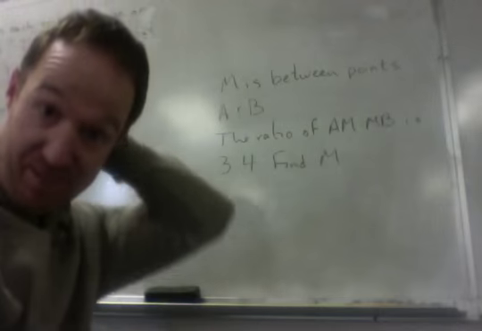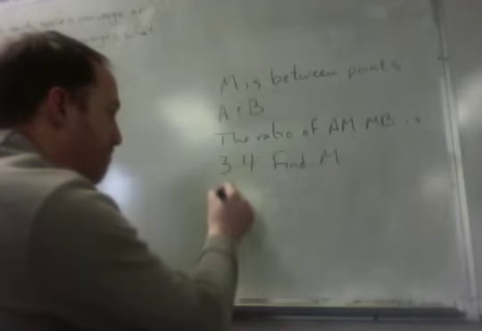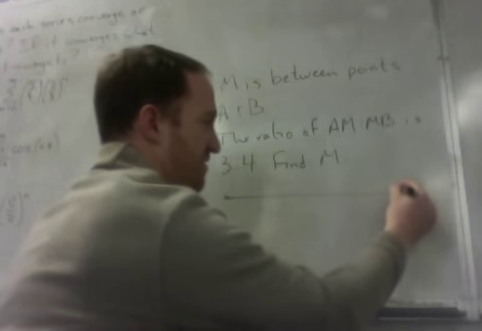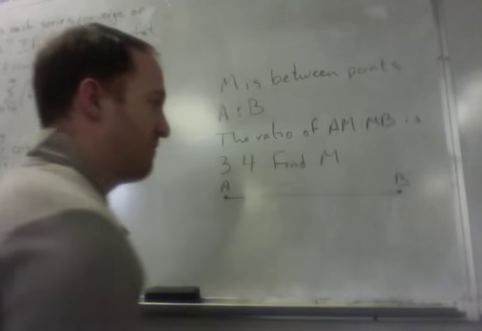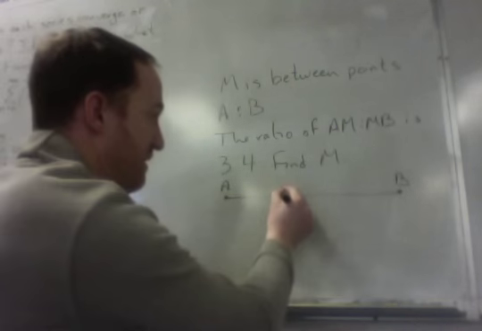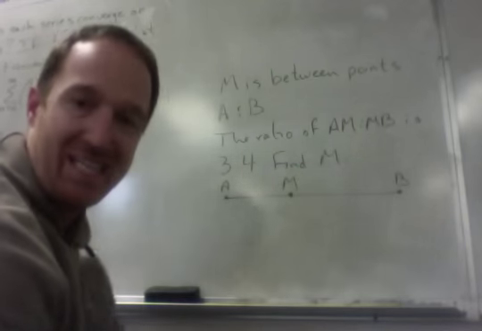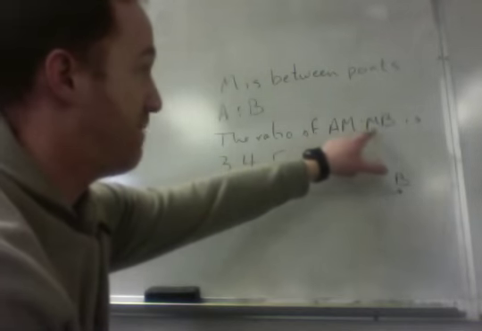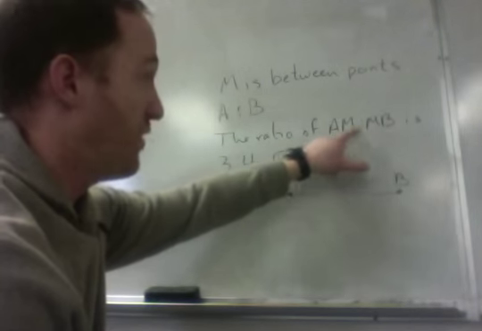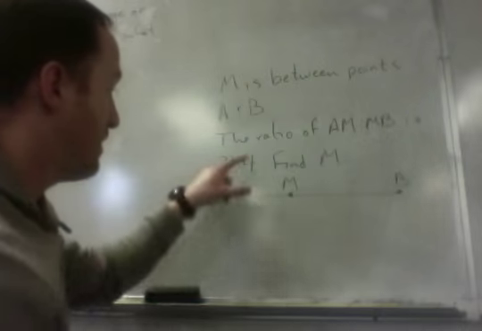Okay, so this time I'm giving you the information a little bit differently. Here we're going to start with a segment like we did last time, A and B on the ends. And M is somewhere in the middle, so it's not the midpoint. Because the ratio of AM to MB would be 1:1 if it was the midpoint. They'd be the same. But here it's 3:4.